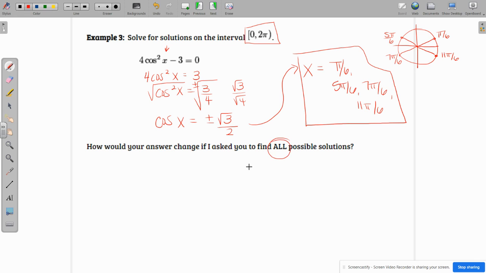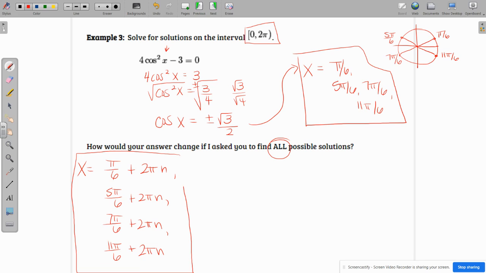But if we wanted all solutions, you have a few options. If you just want to do the same thing every single time, then that means you write all of these out, pi over 6, 5 pi over 6, 7 pi over 6, and 11 pi over 6, and you add 2 pi n times to each one. This will always work if you're just switching from a certain interval onto all solutions. So all of these written out this way, that's one possible way to do it.